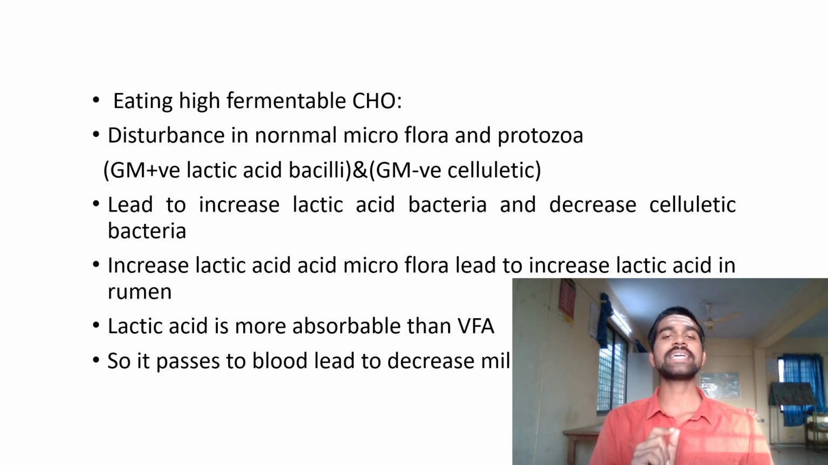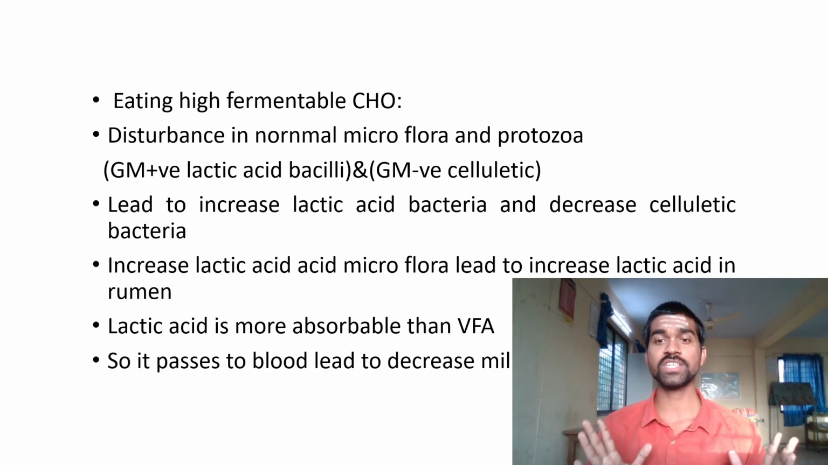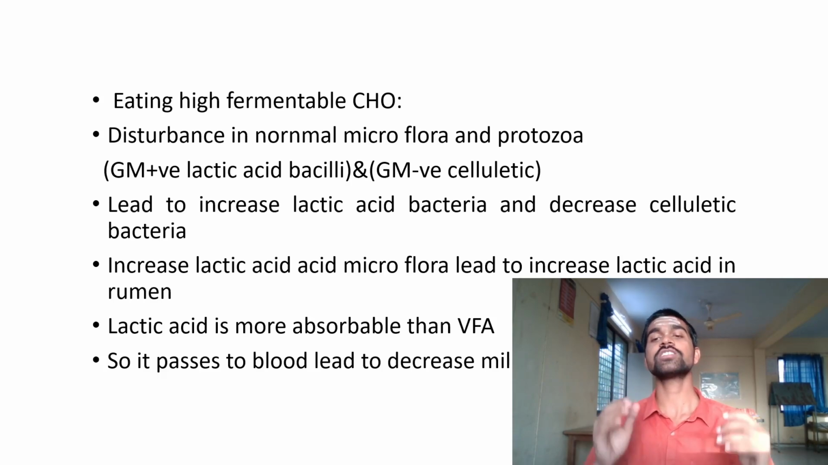Next point, increased lactic acid microflora leads to an increase in lactic acid in the rumen. So the flora of lactic acid bacteria will increase and cellulolytic bacteria will decrease. Lactic acid is more absorbable than VFA. VFA means volatile fatty acids. Those are required, but during infection, lactic acid is more absorbed than VFA. It passes to blood and leads to decrease in the milk production. So during infection, there will be decrease in the milk production. Sometimes milk production stops.